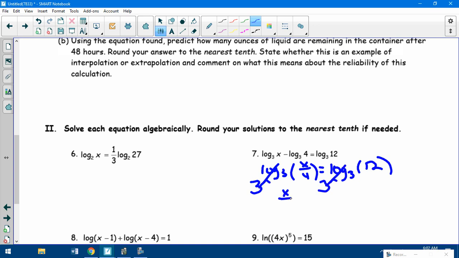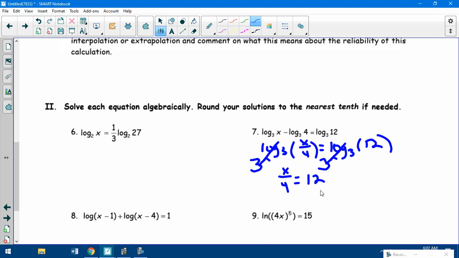So I have x over 4 equals 12. And then I can just multiply by 4, and I've got my answer. X equals 48. And obviously 48 is not going to be a problem, because it's not going to be log of a negative or 0, so I'm good.